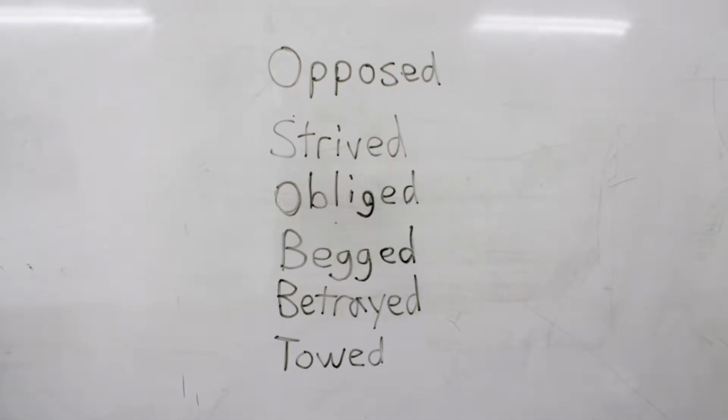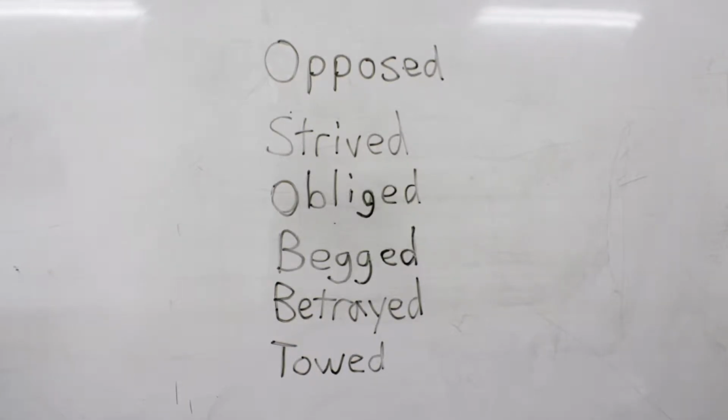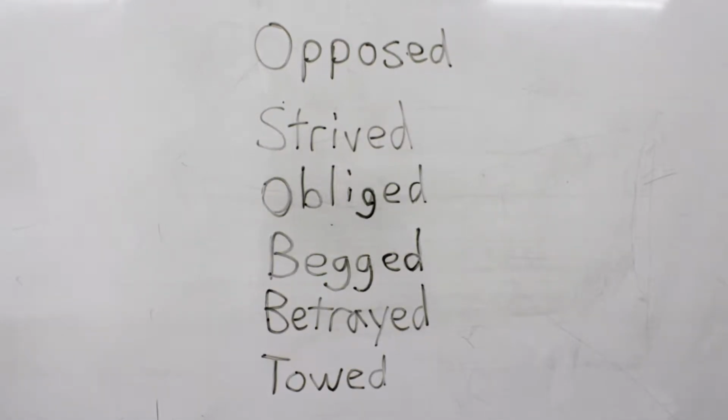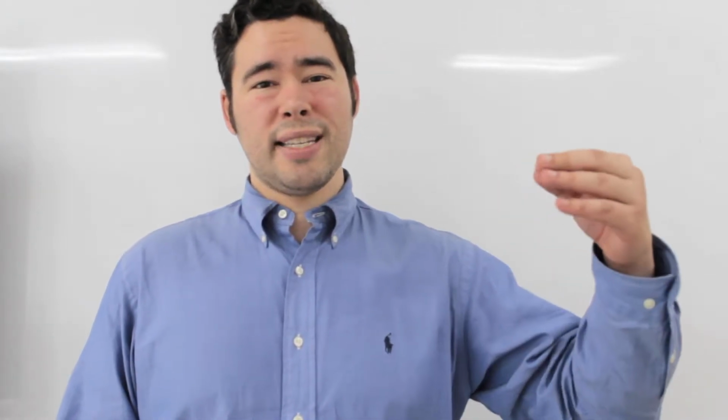DED endings: all the rest of the consonants and sounds that happen at the end of words have a DED ending to them. Let's look at some words on the board. Opposed, strived, obliged, begged, betrayed, towed. Notice none of those words have the six consonants I told you were connected with the TED ending, like P, F, S, SH, CH, or K. So if they don't have those letters, it's a D sounding ED ending.